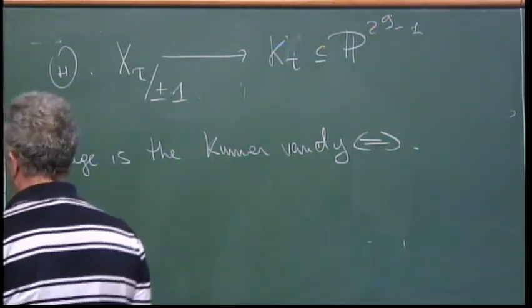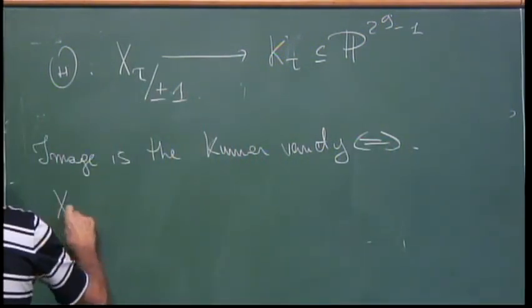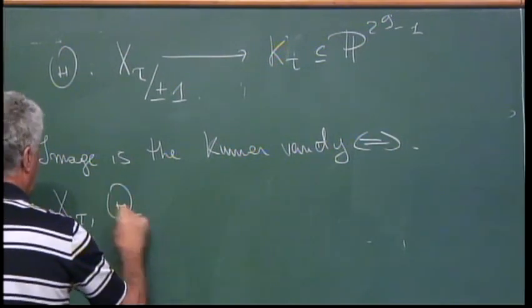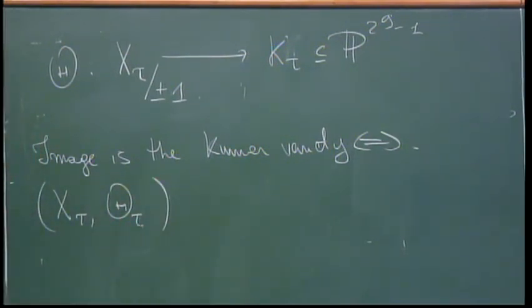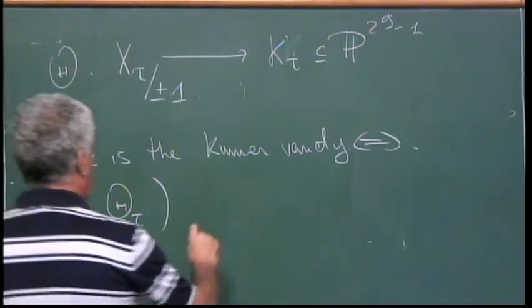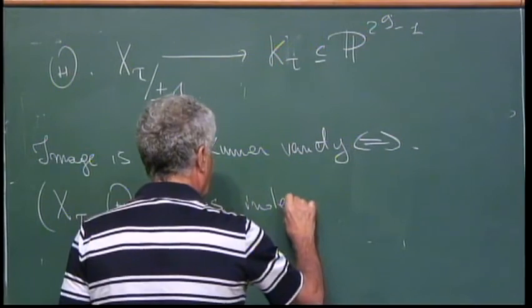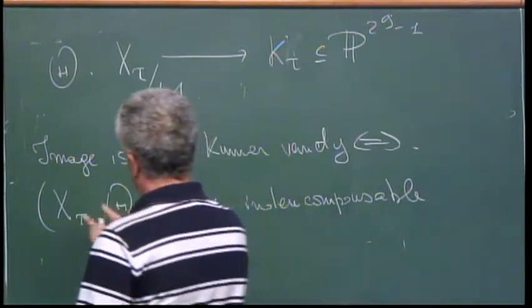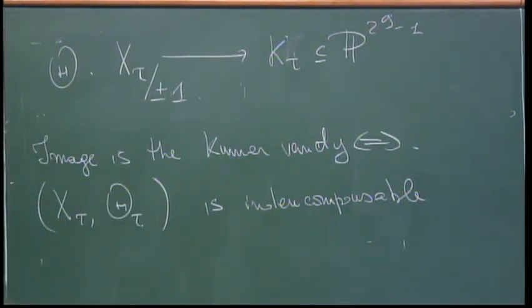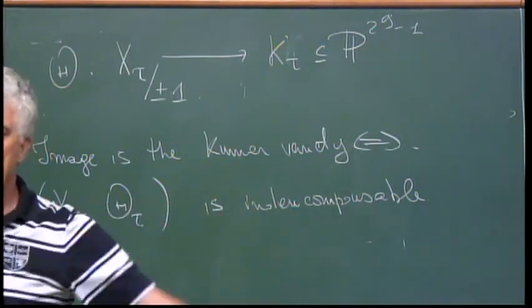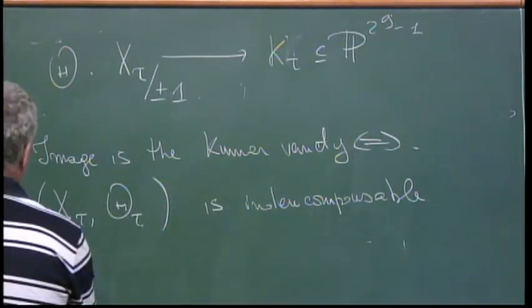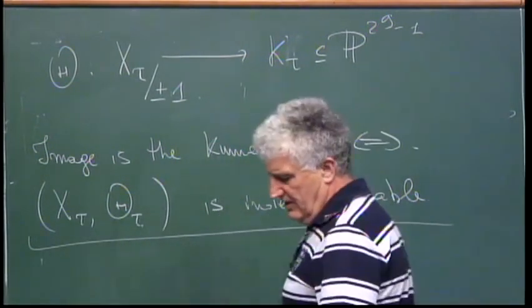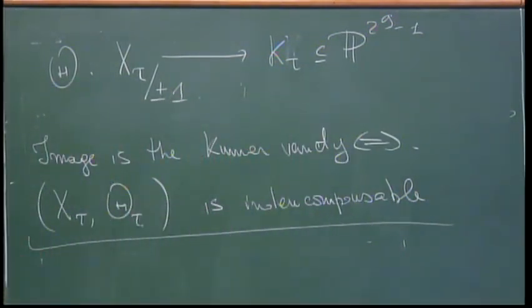If and only if X tau, theta of tau, at this point I use the notation theta of tau for L, for the line bundle, is indecomposable. If this splits as a product, then this map is not anymore an embedding. As a consequence of this fact, to be an embedding, this can be translated in the following fact.